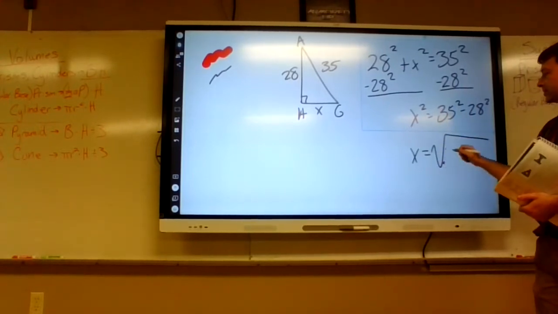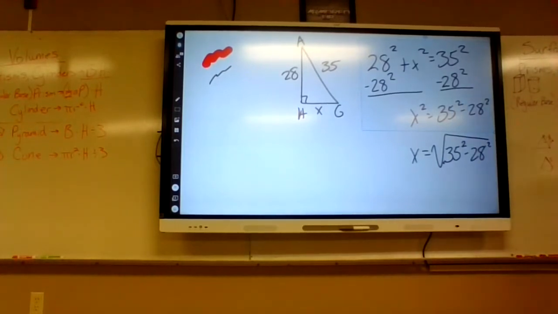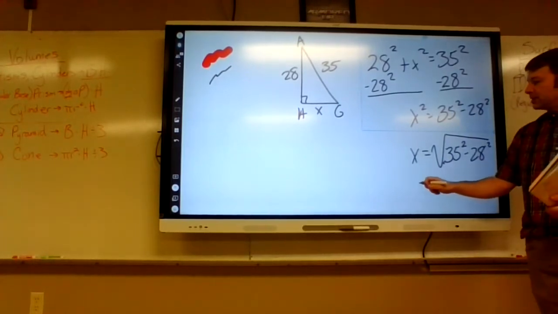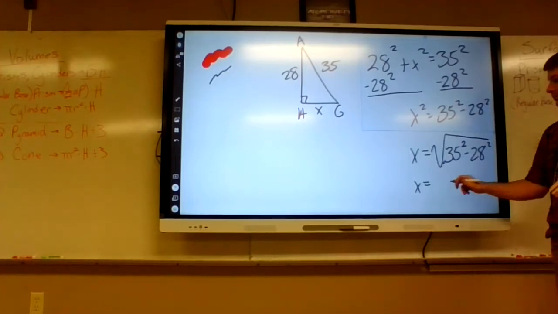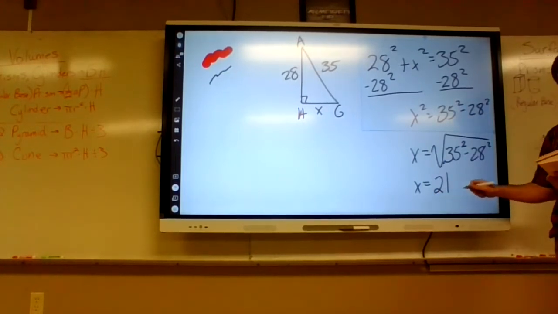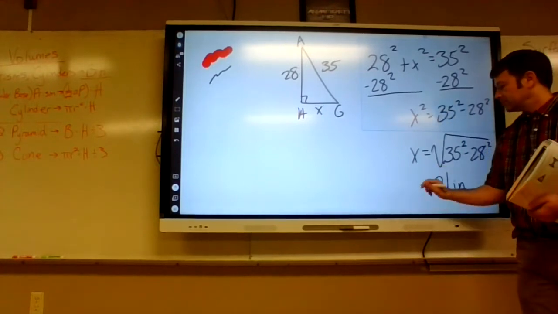Let's see, I think this one's supposed to come out even if I remember right. Yeah, it's even. Alright, what'd you get? At the end, 21. This is inches. Instead of X, maybe I should call it the apothem. I probably should use A for apothem. There we go.